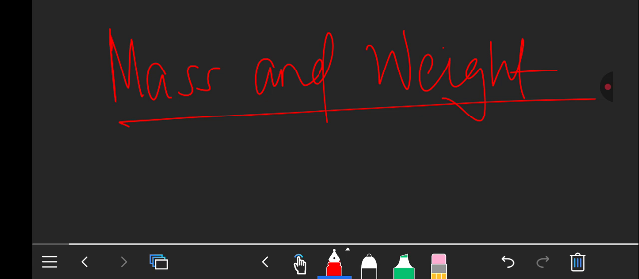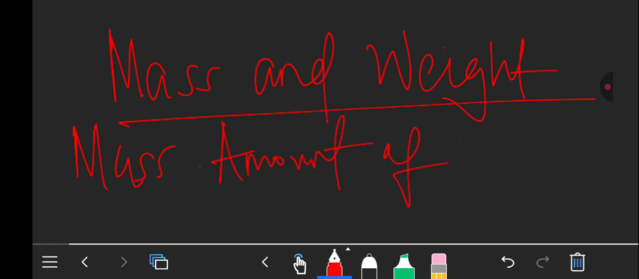So what is mass? Let's begin with mass. Mass is simply the amount of matter contained in a substance. So it is simply the amount of matter in a substance.